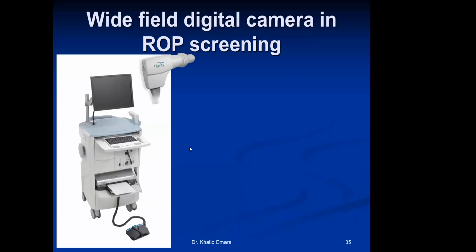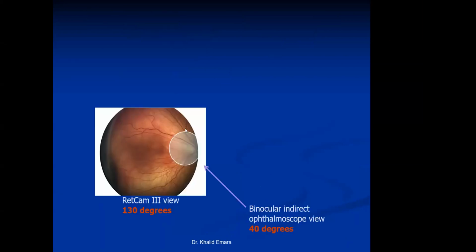Because of this, the wide field digital camera screening is more superior. In this wide field digital screening, the field of view is 130 degrees compared to only 40 by indirect ophthalmoscope. So there is better evaluation of the zone or location of the disease.